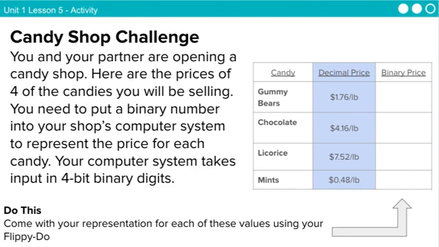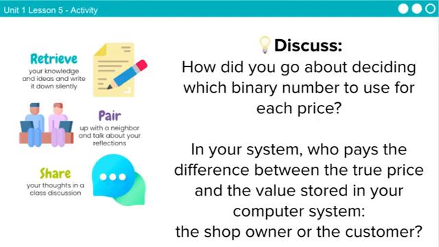Ideally, whenever you get done with this, you would discuss with your partner how you went about deciding which binary number to use for each piece. And in your system, who pays the difference between the true price and the value stored in your computer system, the shop owner or the customer? Those are just some questions that you can answer in your journal also. Even if you do have a partner, write down what you would say for these answers. We would typically discuss these in class though.